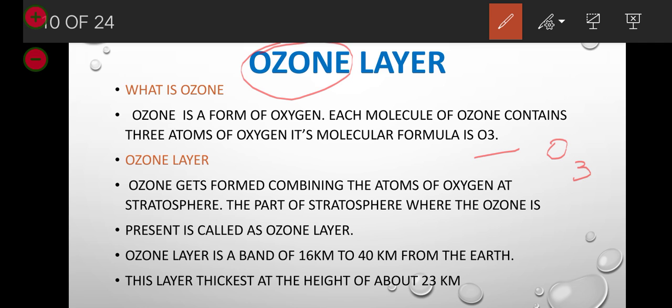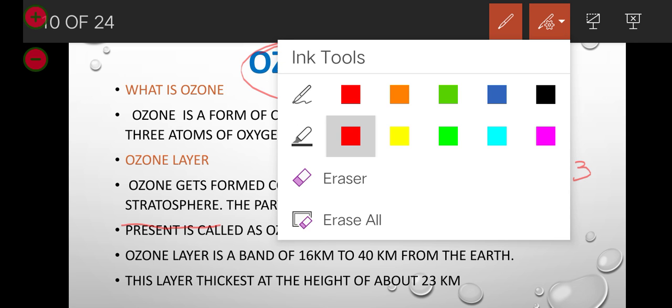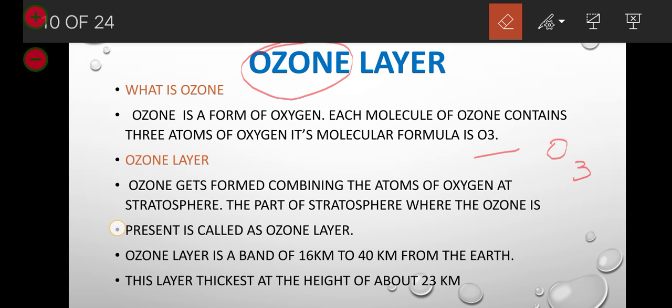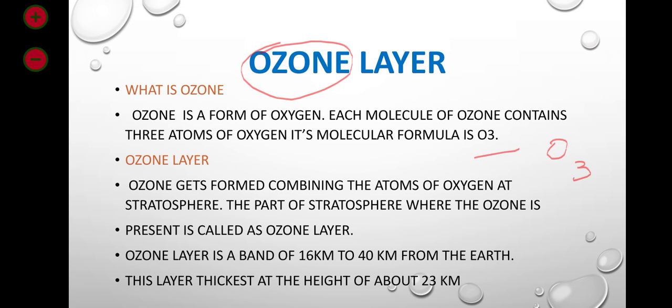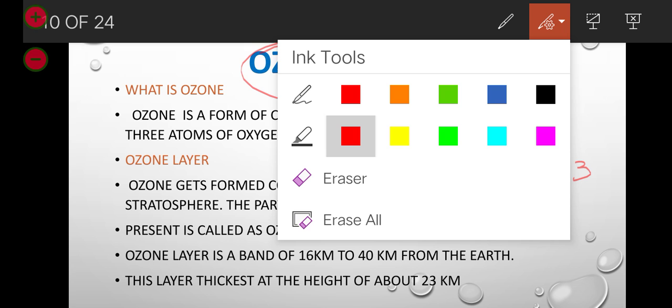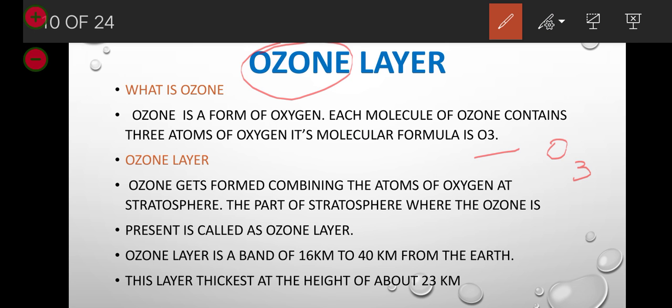Ozone gets formed by combining atoms of oxygen in the stratosphere. The atmosphere is divided into many layers, and one of them is the stratosphere. The part of the stratosphere where the ozone is present is called the ozone layer. Ozone is present in 2 layers, but in the stratosphere it is in high quantity. That layer we call the ozone layer.